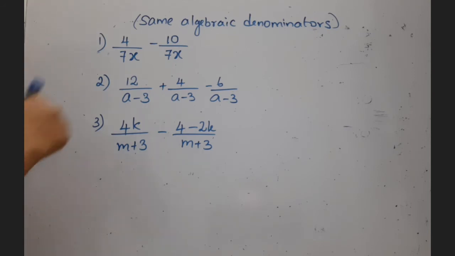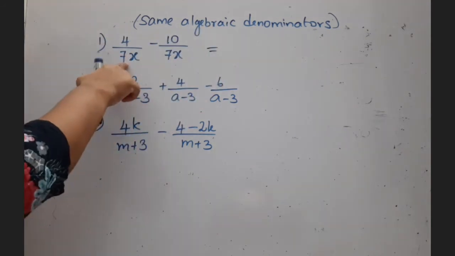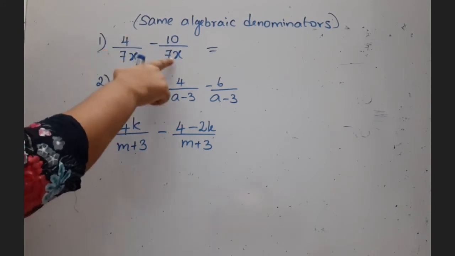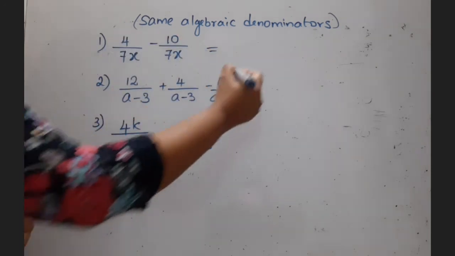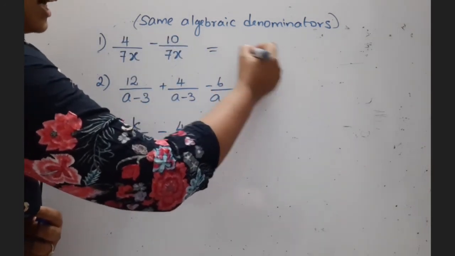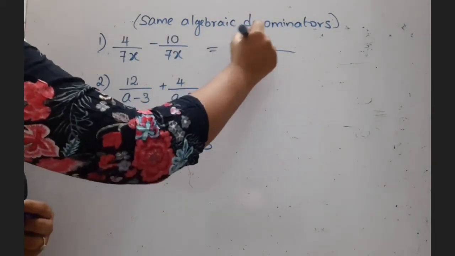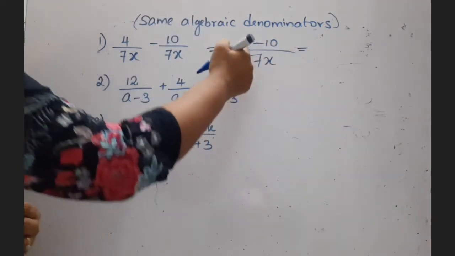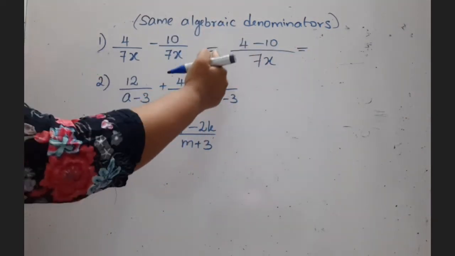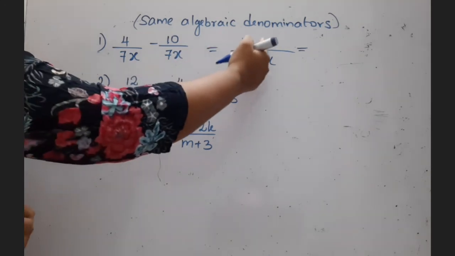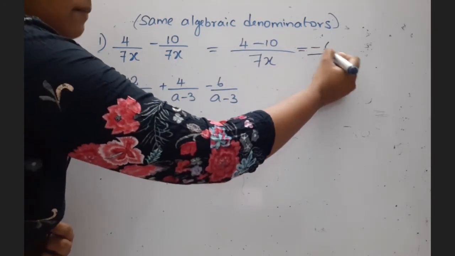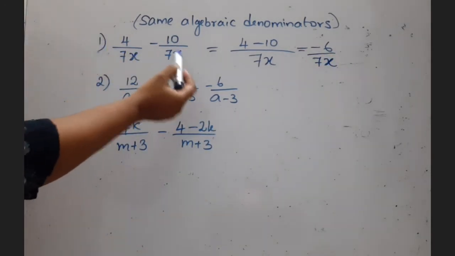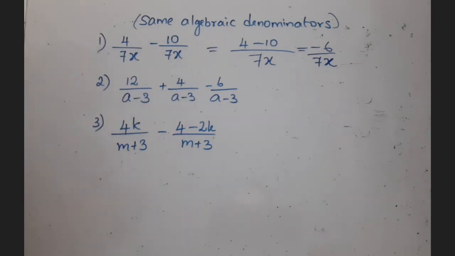Okay, so let's look at the first example. As you can see here, both are same algebraic denominators, 7x and 7x. So you simply need to subtract 10 from 4. So as you know, this is directed numbers. 4 minus 10, how do you simplify? It becomes negative 6 by 7x. Do you understand? No change in this denominator since both are same.